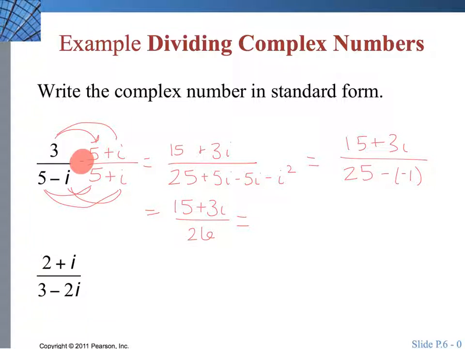Now, to put my answer in standard form, I give that denominator to both pieces of the numerator. So final answer, 15 over 26 plus 3 over 26 times i. And there is your answer in standard form. Pretty cool, huh? Glad I'm not there to hear your answer because I fear that it would not be as cool as I think it is.